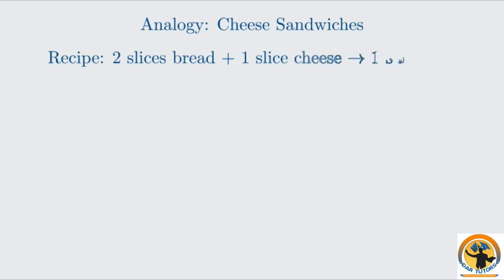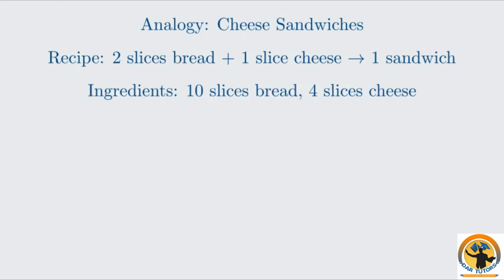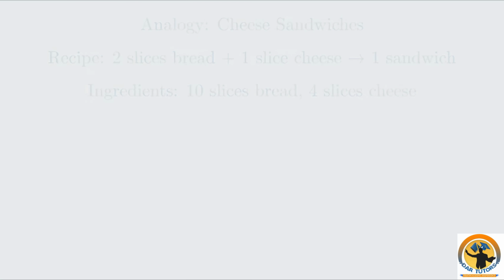Think of it like making cheese sandwiches. If you have 10 slices of bread but only 4 slices of cheese, the cheese is your limiting ingredient. You can only make 4 sandwiches, even though you have enough bread for 10. The bread is in excess. To identify the limiting reactant in a chemistry problem, you must calculate the amount of product that can be formed from each reactant individually, assuming the other is in excess.